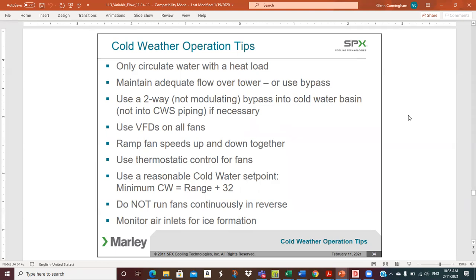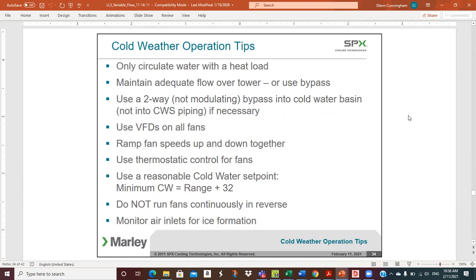Use a two-way, not modulating bypass to cold water basin, not into the condenser water supply piping if necessary. I'm not real sure what that means. They don't show piping diagrams, so I'm going to pass over that.